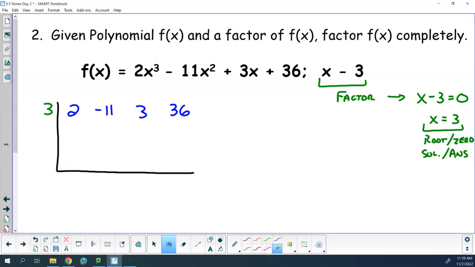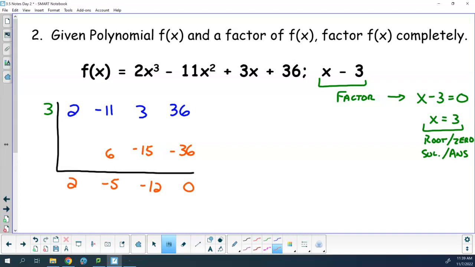Synthetic division, drop it like it's hot, 2. What goes here? 6. What goes here? Negative 5. What goes here? Negative 15. What goes here? Negative 12. What goes here? Negative 36. What goes here? 0. And it should be 0 because it is a factor. It was given to us in the problem that it is a factor.